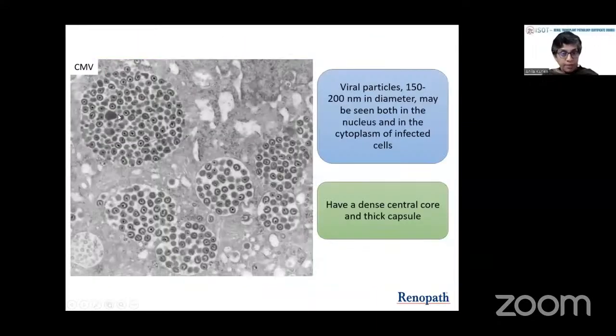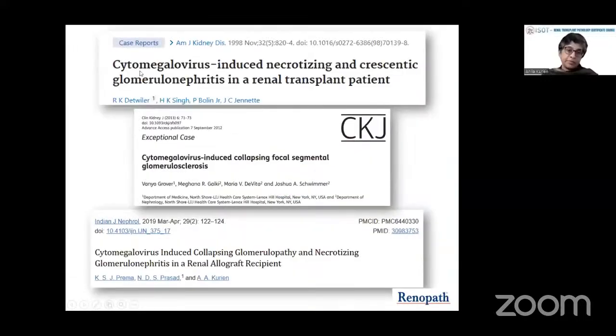IHC is done to confirm it. EM is very characteristic because it has a central core and a thick capsule around it, and the inclusions are seen both in the nucleus and the cytoplasm. So these are just case reports of CMV causing necrotizing crescentic GN in the transplant, CMV causing a collapsing GN, and this is our patient which had both necrosis and collapse.